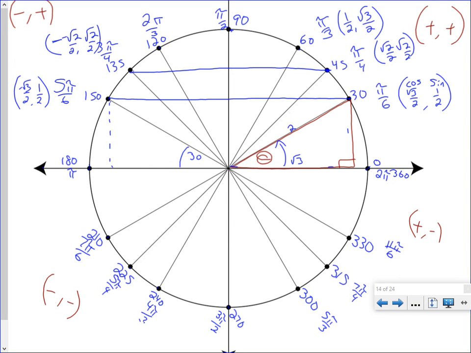What happens at 2 pi over 3? What's the ordered pair there? Negative half and root 3 over 2.